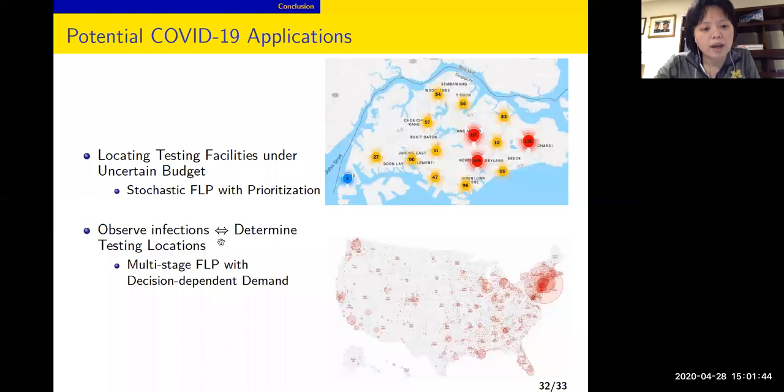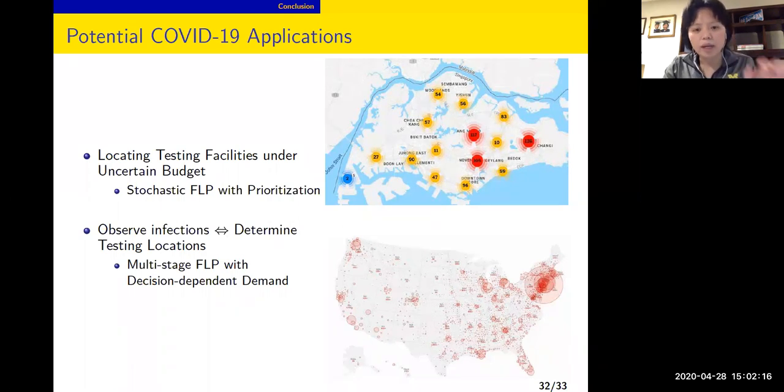The other very important point is that the data we see these days is not true data, because you don't have enough testing, and that is reflected in what you observe in terms of demand. So a natural way is to think about how your actual observation depends on your decision of where to locate a testing facility and how many to locate. It can then be modeled as a decision-dependent demand case.